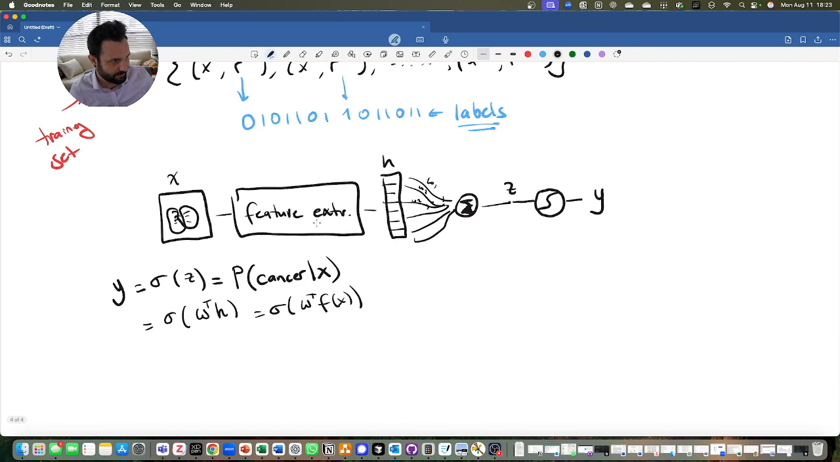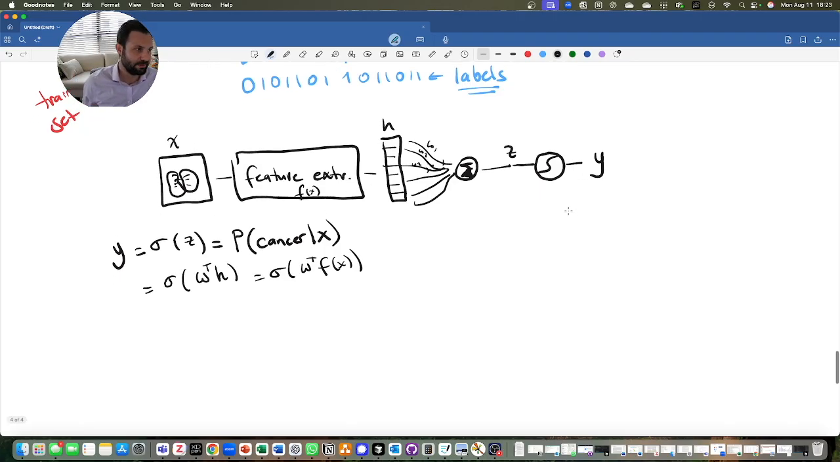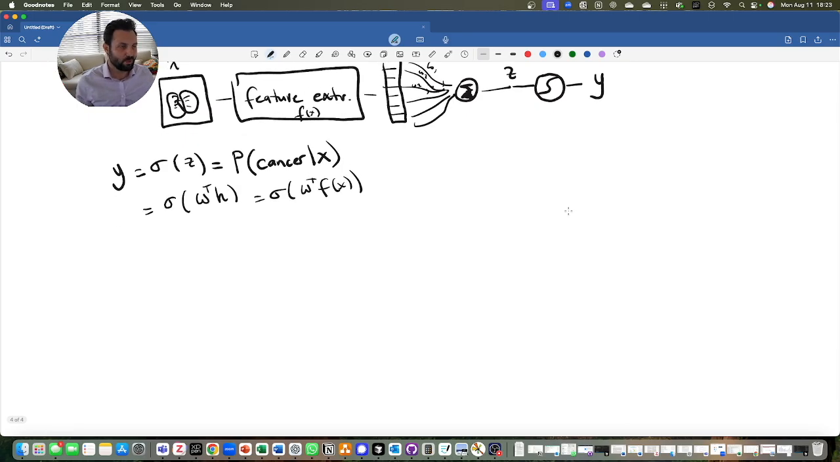The feature extractor, which is F of X, gives me H. And I have another function which is now parameterized, and I'm going to learn the parameters, which is going to give me Z. And this Z is going to be used to give me the probability. The question is, what is this Y? I want this Y to give me the probability. So first of all, let's go ahead and understand what the function should be.